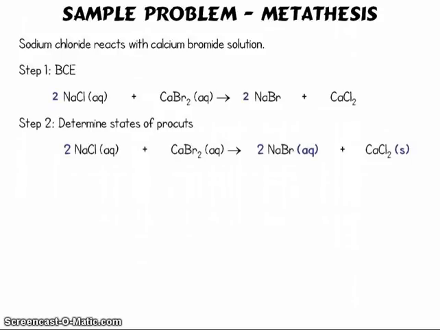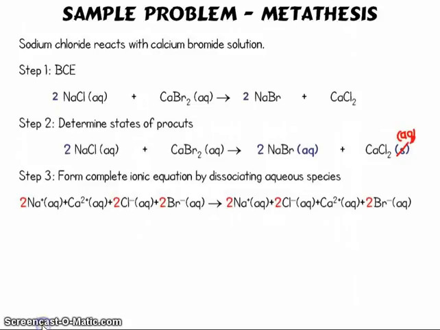Determining states, there is a typo here. Let me fix this. This is not solid. Calcium is not lead, mercury, or silver, so it stands no chance of producing a solid. So if everything's aqueous, then I dissociate all aqueous species, which means I dissociate everything.